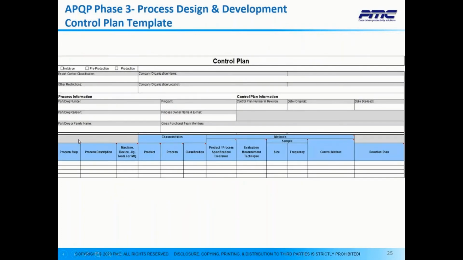And here is a section of the form. Again, it starts with the title block, and then the actual form starts with the process step, process description, machine, device, jigs or tools for manufacturing, product characteristics, process characteristics, classification, product or process specification or tolerance, along with the evaluation measurement technique, the sample size, the frequency, then the control method, and finally, the reaction plan.